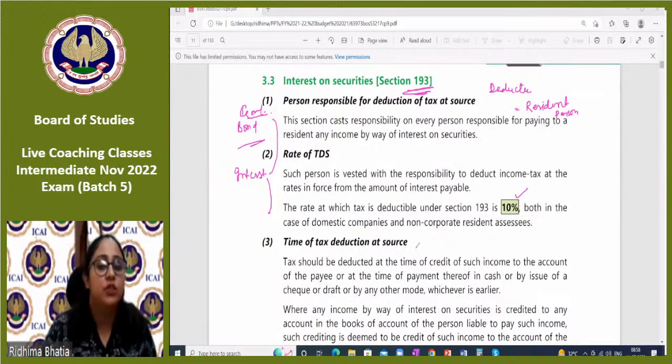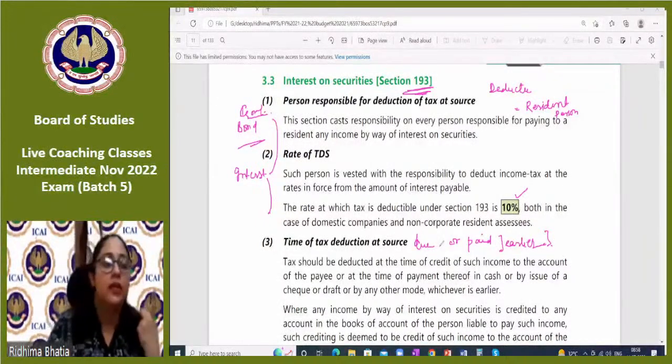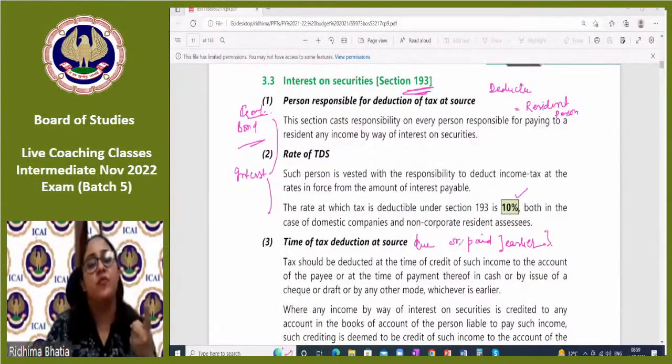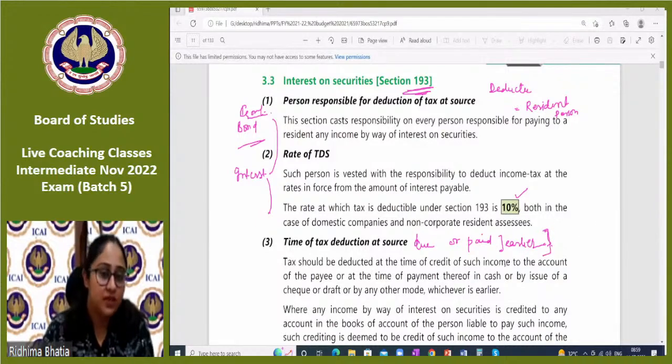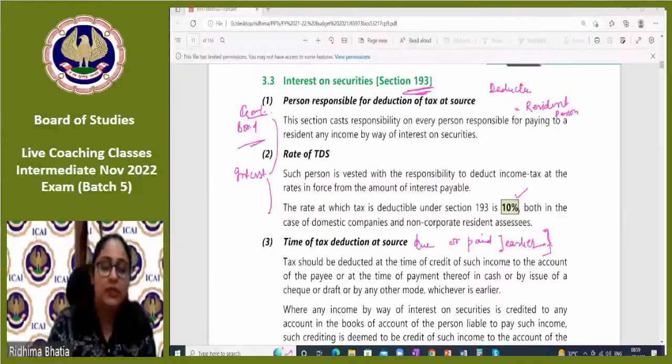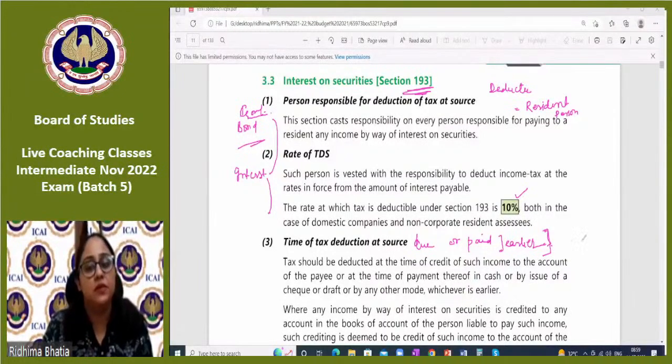Here, the time of deduction is due or paid, whichever is earlier. Salary mein, when the payment is done, then you have to deduct the TDS. 192A mein, when the payment is done, then you have to deduct the TDS. But 193 and onwards, you will see when the amount is due, whether the interest is due, then you have to deduct the TDS, or when you are making the payment, whichever is earlier.